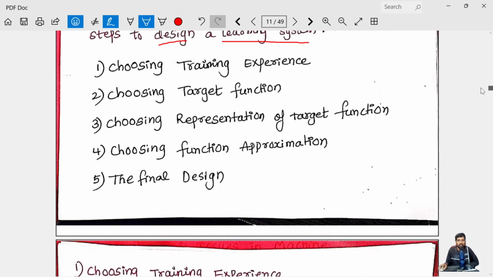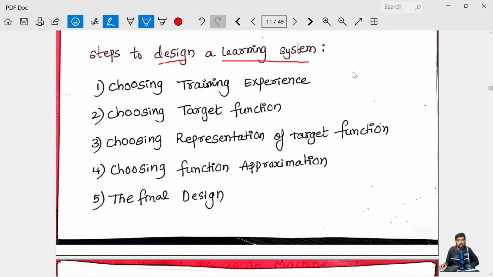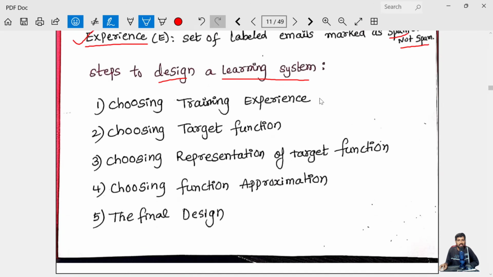There are completely 5 steps. First one is choosing the training experience. Second one is choosing the target function. And third one is choosing the representation of the target function. Fourth one is choosing the function approximation. And last one is the final design. So please remember all of you, we need to follow the steps as usual. So you may not change the order. Let us see one by one now.